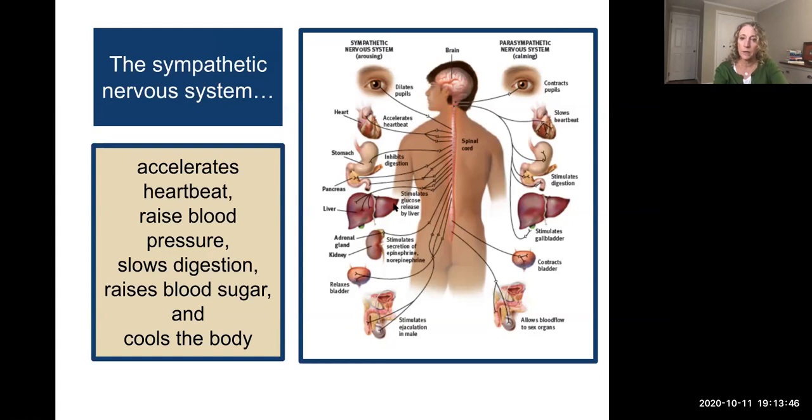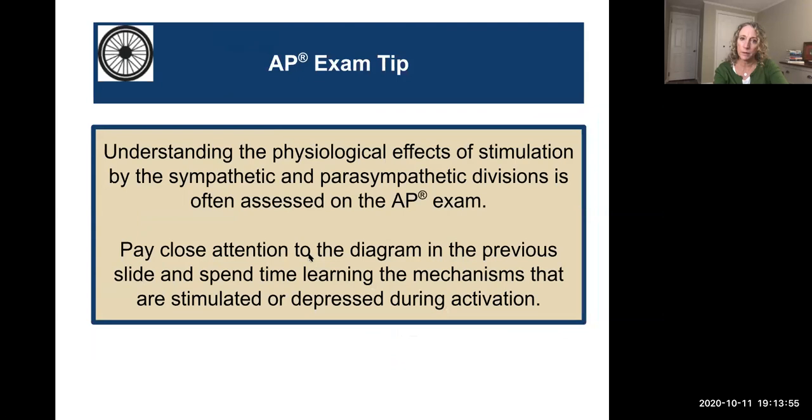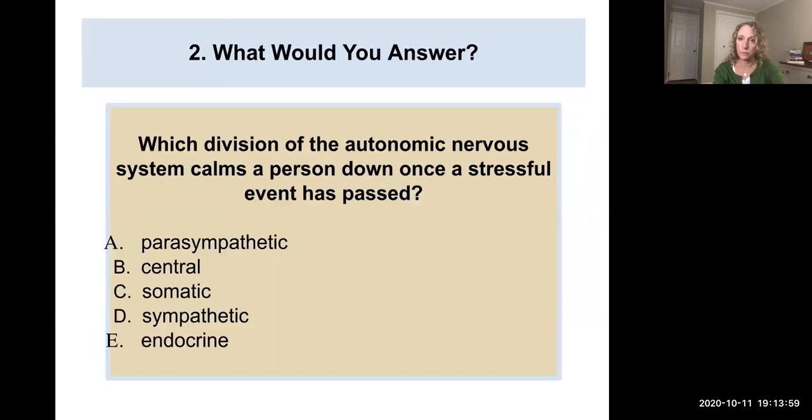Okay? So spend a minute to look that over on your own time and go back through when you're studying. And notice how it says here that you definitely should know the difference between those two. So let's look at this question. Which division of the autonomic nervous system calms a person down once a stressful event has occurred? You are correct, the parasympathetic nervous system.